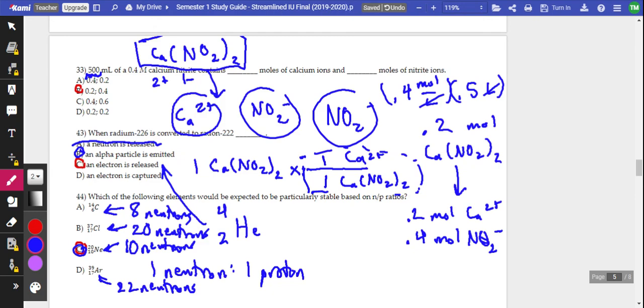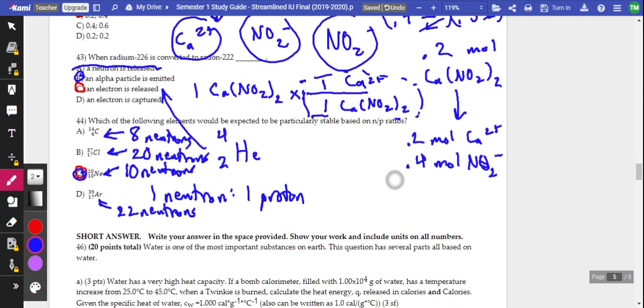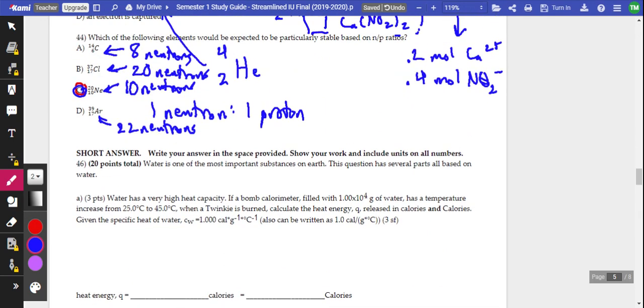Since it has a mass number of 20, if you subtract out the 10 protons it must have to be neon, what's left is 10 neutrons. And that's the multiple choice section. I'll make a separate video for the short answer.